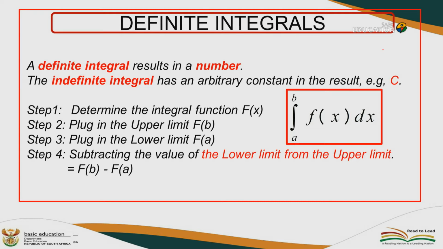We call our upper limit value f of b and our lower limit value f of a. Then the value of your integral will be f of b minus f of a, which is the substitution of your upper limit minus the substitution of your lower limit.